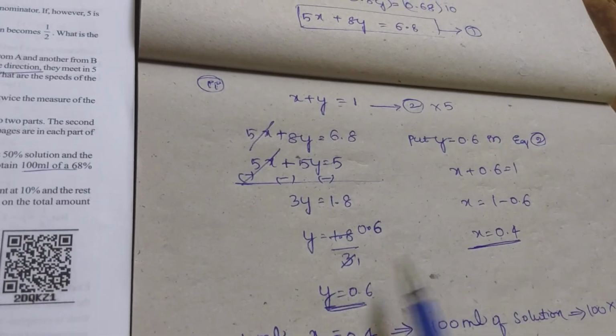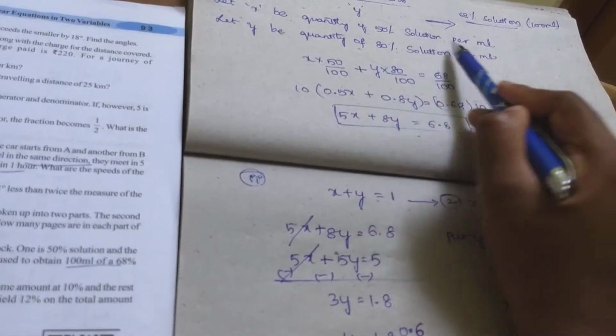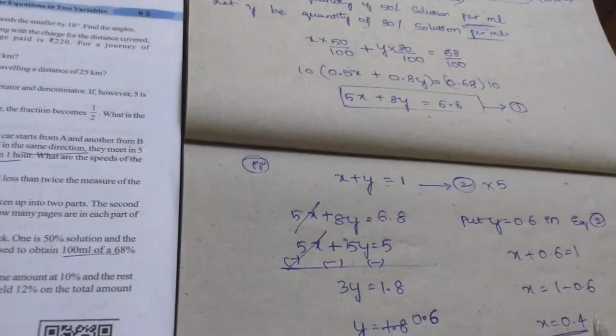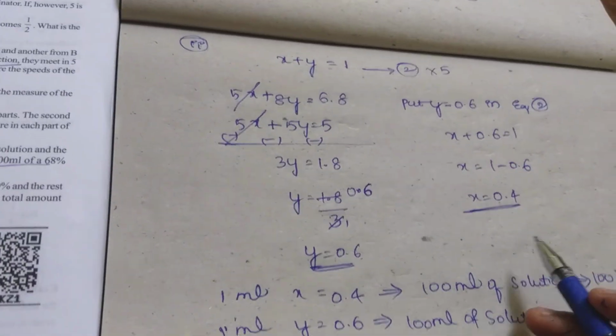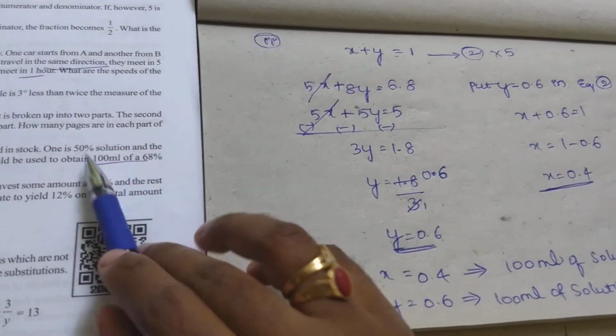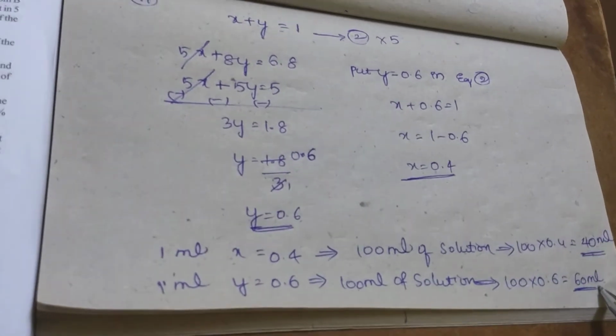Whatever value you get, this was per ml. So per ml it was 0.6 and 0.4. For 100 ml, because they asked us to find for 100 ml, it will be 40 ml and 60 ml. So this is the solution.